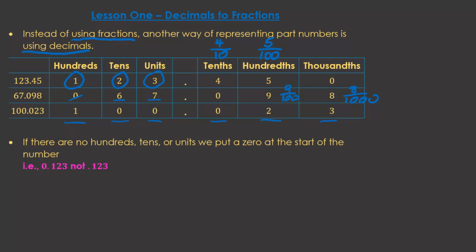If there are no hundreds, tens or units, in other words, a number such as 0.23, we put a 0 at the start of the number, i.e. we write 0.23 and not just .23. So using that as another example, 0.23, we would have 0 here, then point, 2 in the tenths, 3 in the hundredths. And if we had a thousandths column, there would be nothing there because we can see there's nothing there.